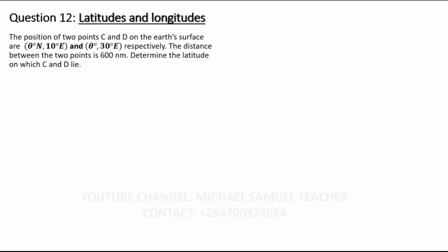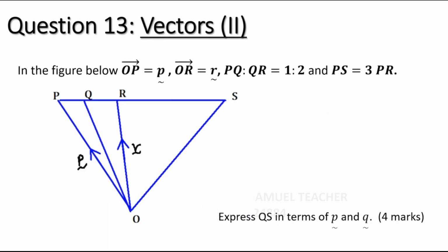Next, question 13. Question 13 is a question on vectors too. In the figure below, vector OP is given as p vector, OR as r vector, the ratio PQ to QR is 1:2, and PS is equal to 3PR. So we need to express QS in terms of p and r vectors.